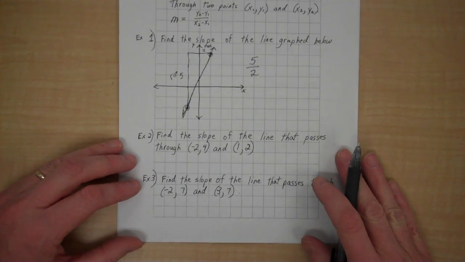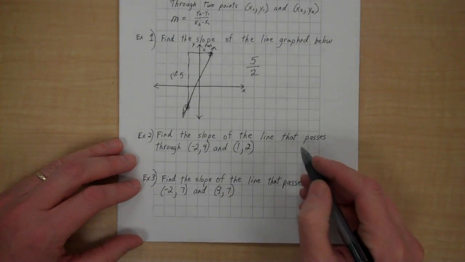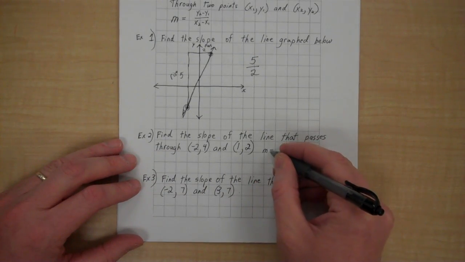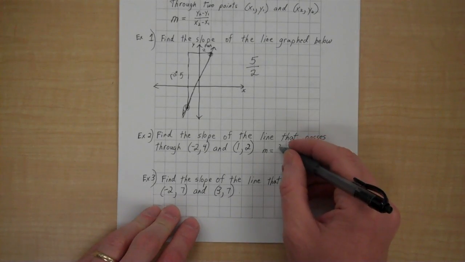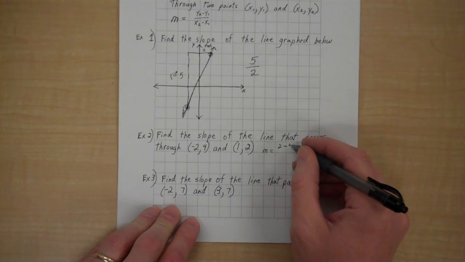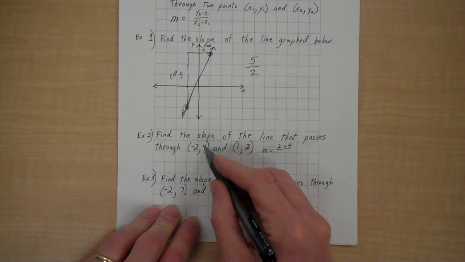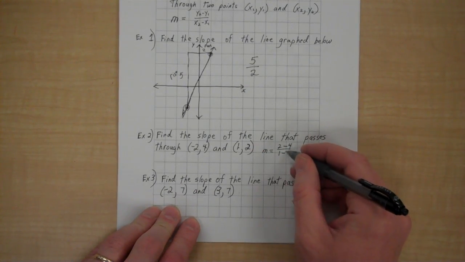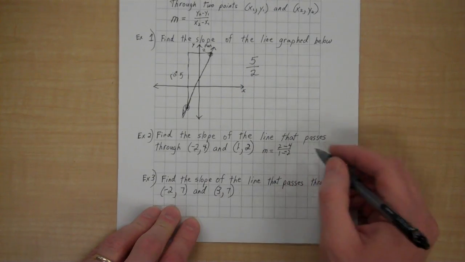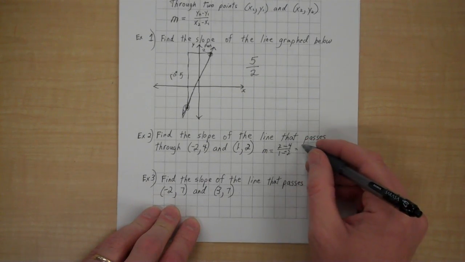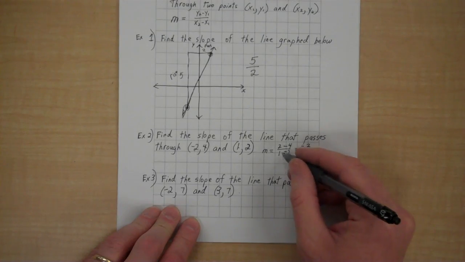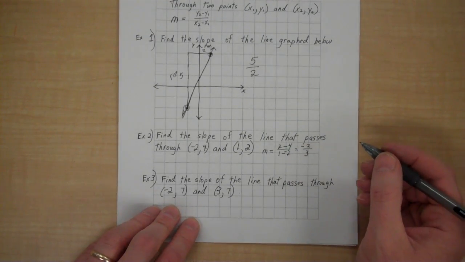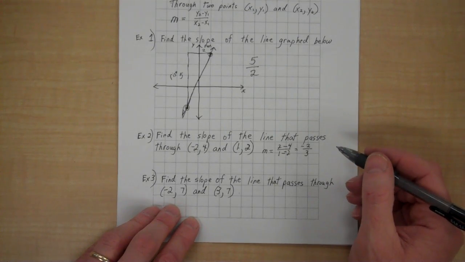Now example 2. Find the slope of the line that passes through -2, 4 and 1, 2. This time I want to use the formula. I'm going to take y2, 2, minus y1, 4. 2 minus 4 over 1, which is x2, minus x1. 2 minus 4 is -2. 1 minus -2 is 1 plus 2, which is 3. So the slope there is -2/3.